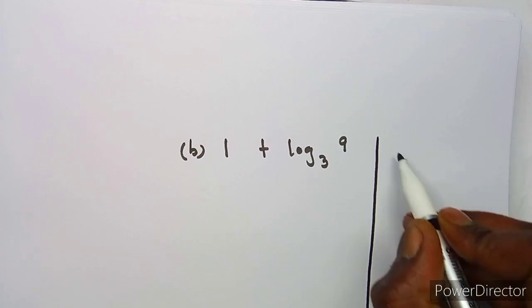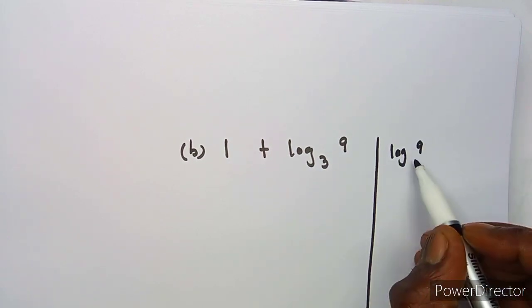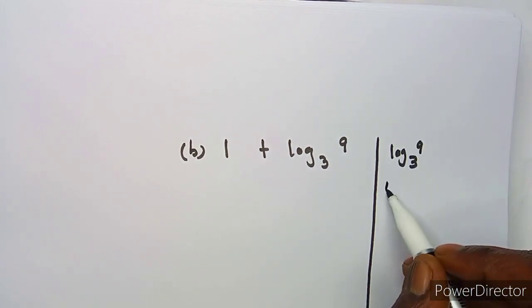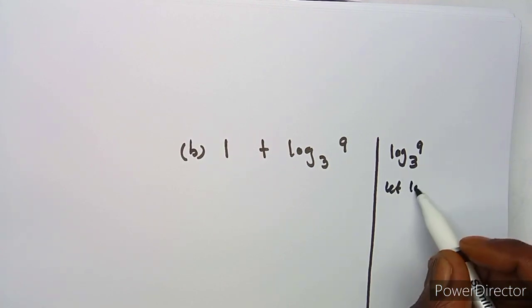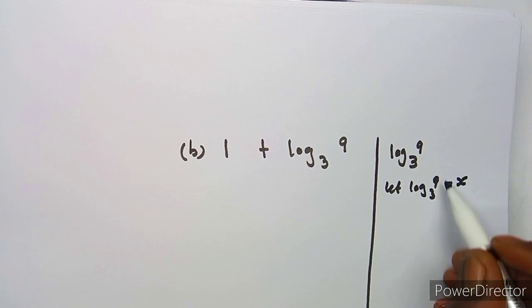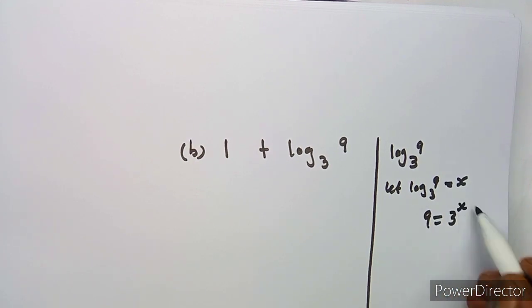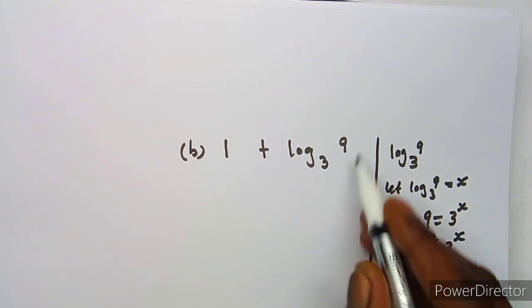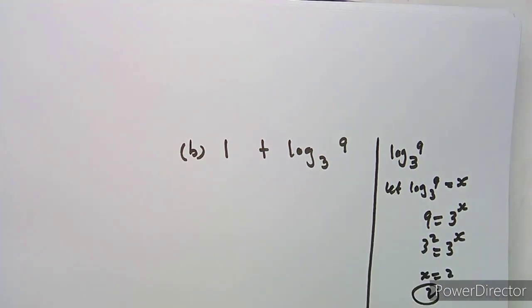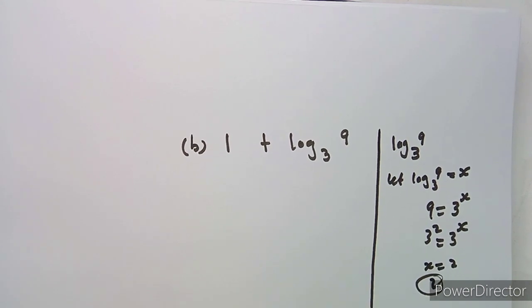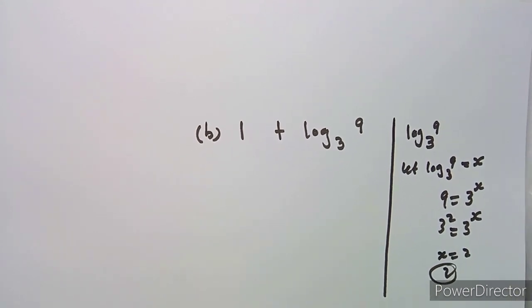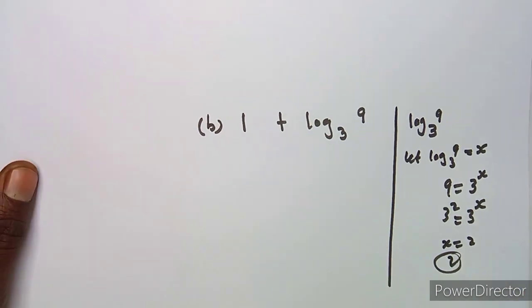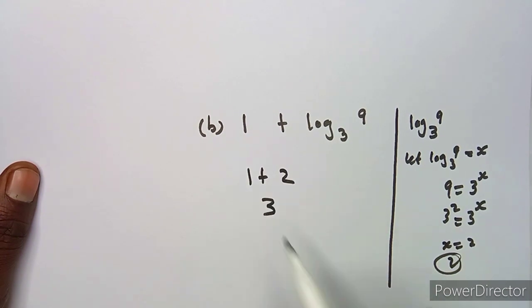Let's just say we have the logarithm of 9 in base 3. Let log of 9 in base 3 be equal to x. That's 9 equals 3 to the exponent of x, 3 to the exponent of 2. Remember from your basics, guys, so x is going to give us 2, which means the logarithm of 9 is giving us 2. So you can just add 1 plus 2, which is 3.